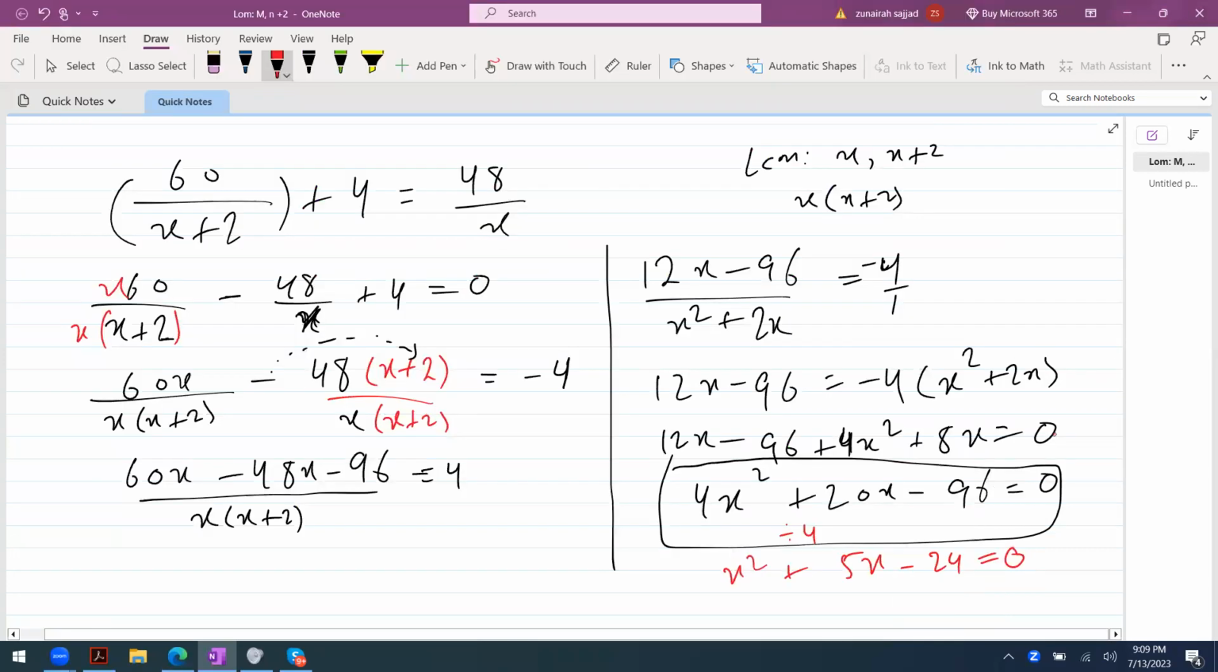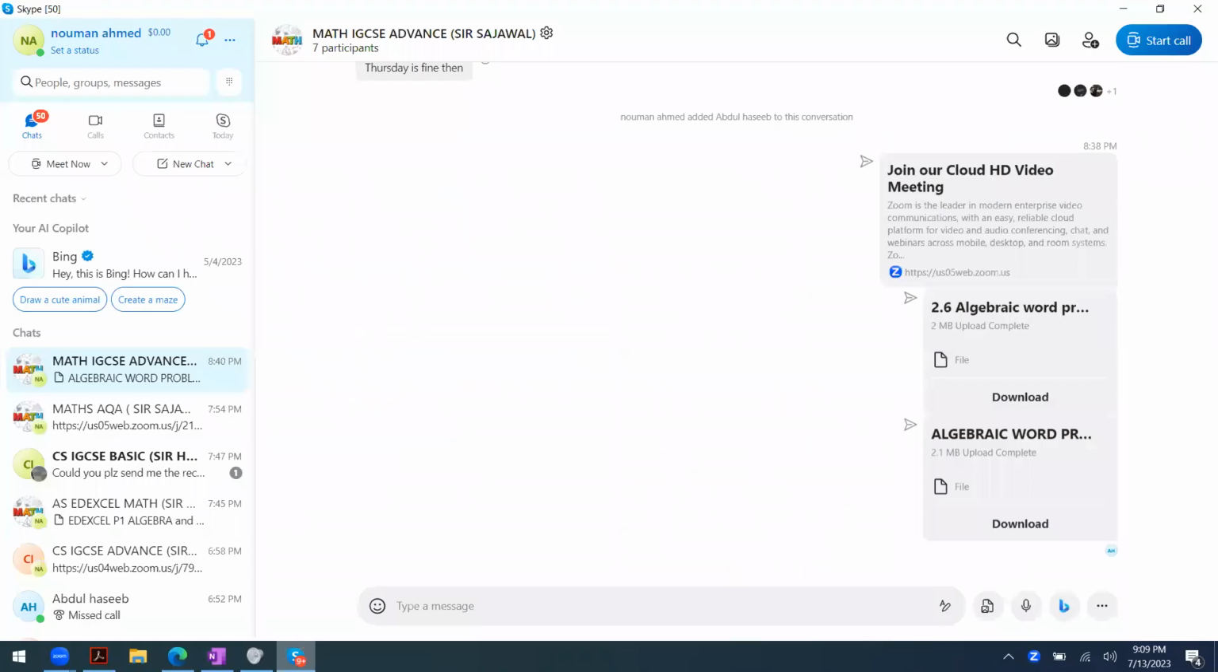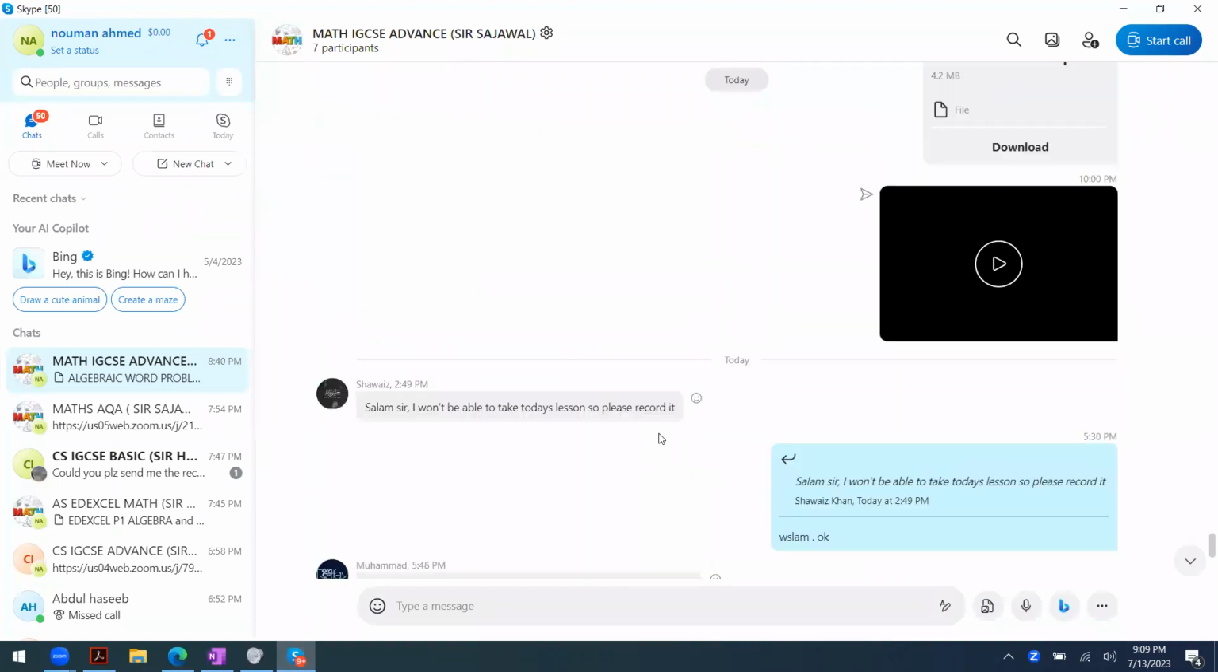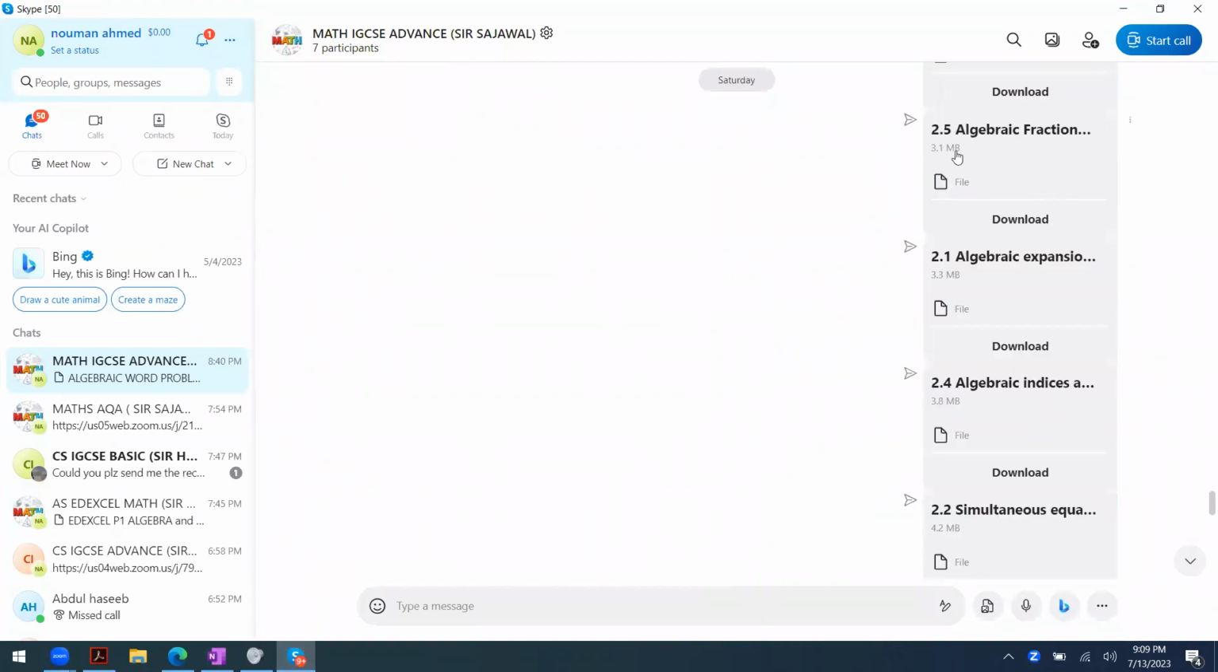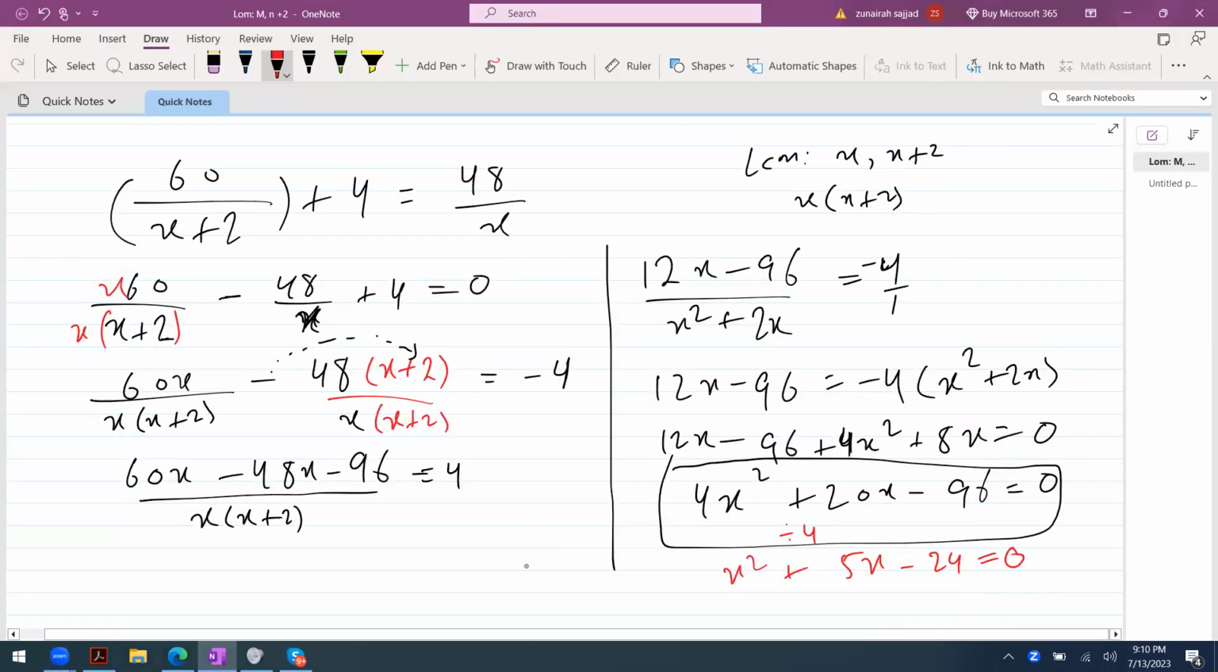Right? So now all this is algebraic fraction. If anyone has problem, you can do the algebraic fraction worksheet. Okay. I hope I have shared it last week. This one, 2.5 algebraic fraction. Anyways, now anyone has a problem here, or is it clear? Any confusion? So one more time. Aisha, Hasib. Sir, it's clear. All right.